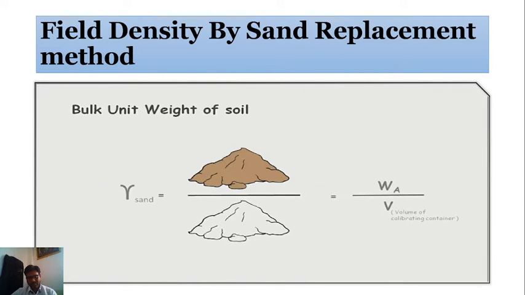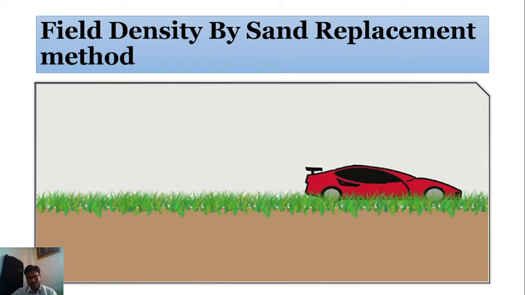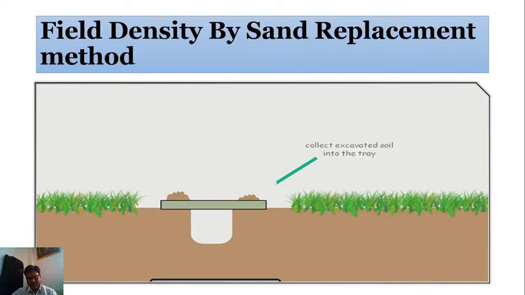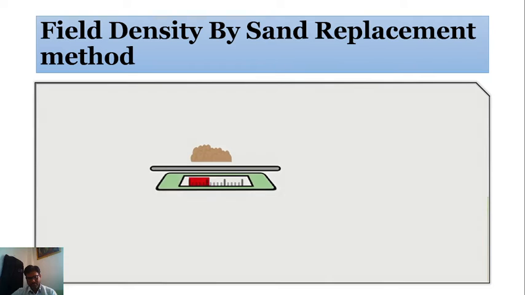Now come to the field where the soil's unit weight needs to be estimated. Clean and level a small area on the ground. Take a metal tray with a central hole in the middle of it and place it on the cleaned surface. Now excavate the ground from this hole using a knife up to roughly 15 cm and collect all the excavated soil into the tray. After that, take its weight. Note this weight as the weight of excavated soil.